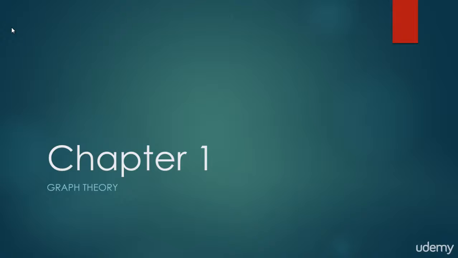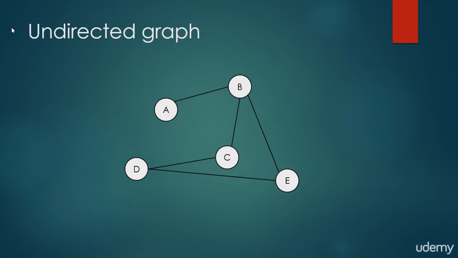Hi, in this video we are going to talk about the theoretical basis of graphs, Hamiltonian cycles and Eulerian cycles. So let's get started. There are two main types of graphs, the so-called undirected and directed graphs.